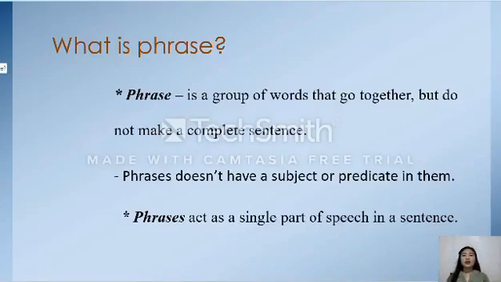A phrase is a group of words that go together but do not make a complete sentence because phrases don't have a subject or predicate in them, which means that phrases don't have a complete thought, which is needed to create a meaningful sentence. Phrases also act as a single part of speech in a sentence, like nouns, pronouns, verb, adverb, adjective, and so on.